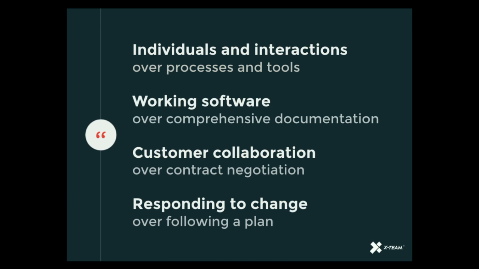Working software over comprehensive documentation. Delivery, ship. If it works, that's great. Although I think that if we forget documentation altogether, we are screwed. Customer collaboration over contract negotiation. Who wants to do all those pesky and boring negotiations? We work together. I know everybody who talks about Scrum will say, meet up, get together, we'll talk about it. But we do need a contract. I think there needs to be a little bit of legalese.